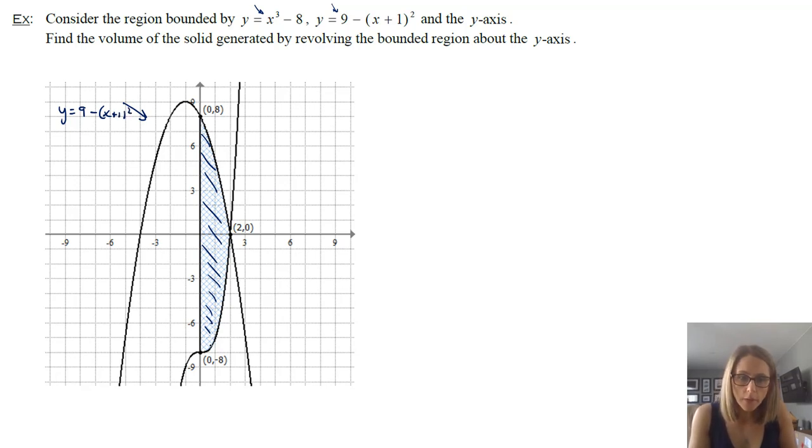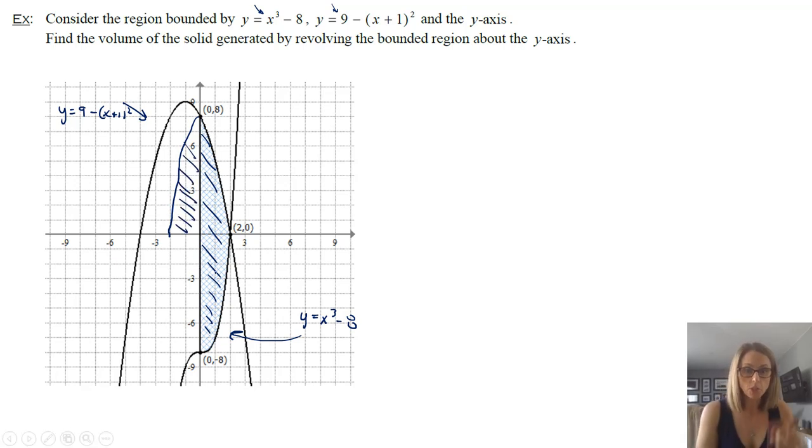And then this other function way down here is, you can see, a cube root function, but it's been shifted down. So y equals x cubed minus 8. And so what happens here is this piece gets rotated around here. Okay. And then down here, it's a different function. Notice that what's happening above there from 0 to 8 is different than what's happening from negative 8 to 0. So this is now a parabola.